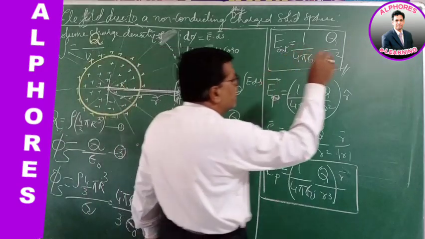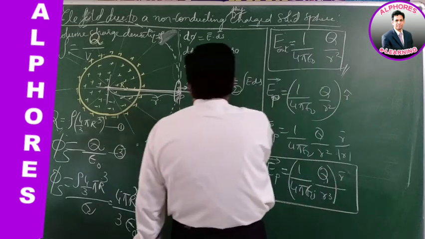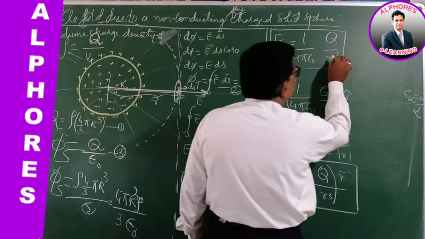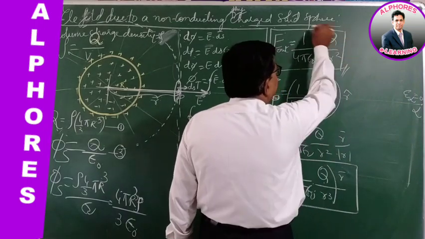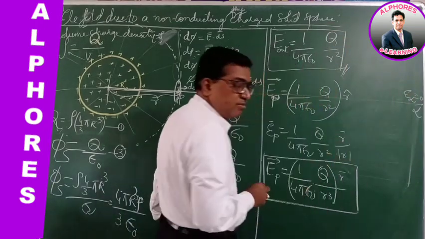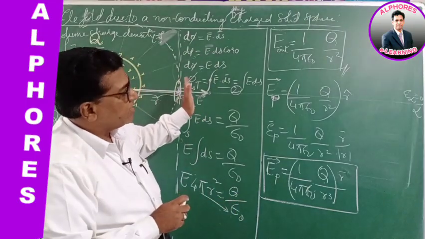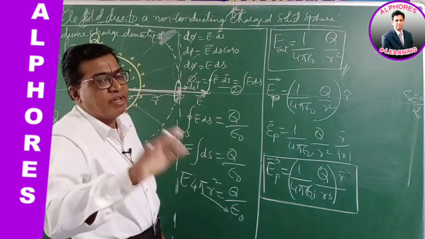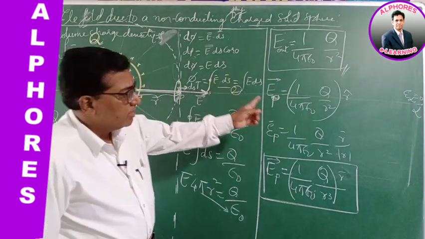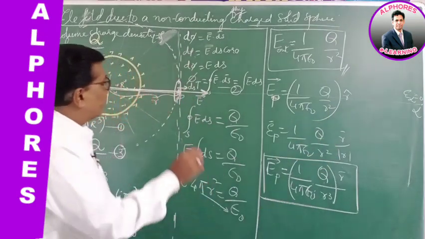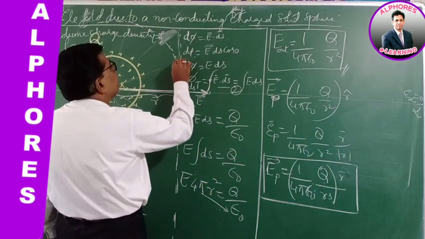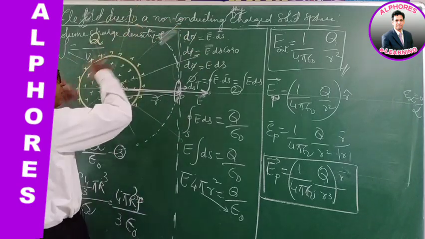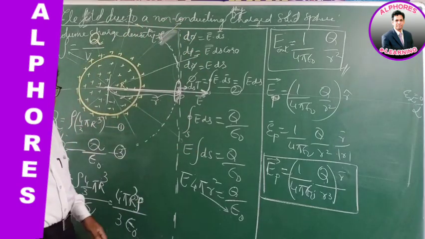If the distance is infinite, suppose I consider the point to be at infinity, then the electric field at the infinite point is 0. r is infinity, something by infinity, 0. So as the distance of the point increases, the field decreases according to the inverse square law. Direction: it is radially outward, in the direction of the radius. If I take the electric field at this point, it is radially outward. The lines of force are spread outward. They are outward normals to the Gaussian surface.